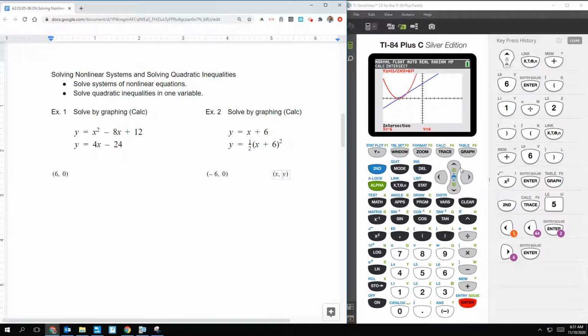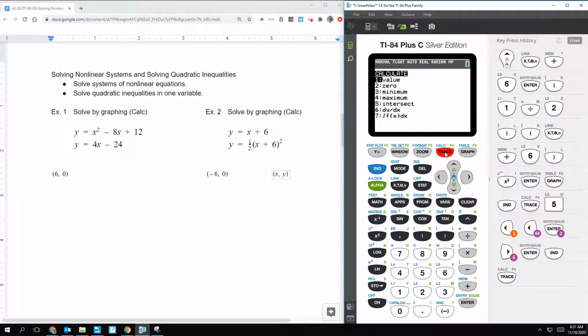And then we just have to do the same thing. So I found this point here. Now we got to find this point over here. And it's going to be the same process. We're going to go second calc, and we're going to go 5 for intersection. And it says select the first curve. Well, this is the first curve. And then select the second curve. I can see that it is on the parabola, and also it says up here which curve it is on. So I can hit enter.